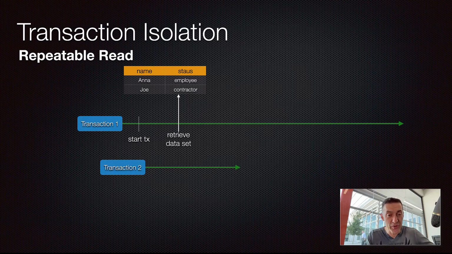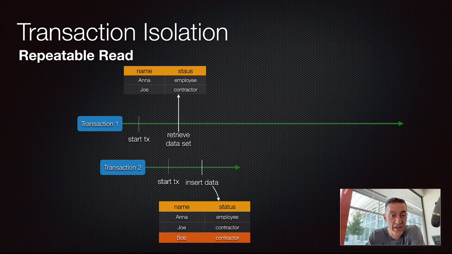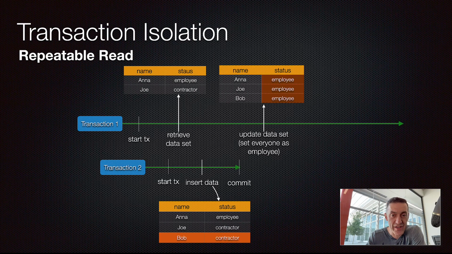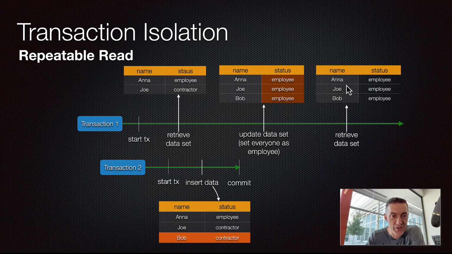Then we have transaction 2 that starts, and then it does an insert. So it inserts a record into that table. Okay, and then transaction 2 is done. So all it did is basically just inserted data. Then transaction 1 does an update of that data table and just modifies all values in the status column to be employee. And then it retrieves it again. All right, so it retrieved, and notice that the first time we retrieved, we got 2 records, and the second time we retrieved, we got 3 records.